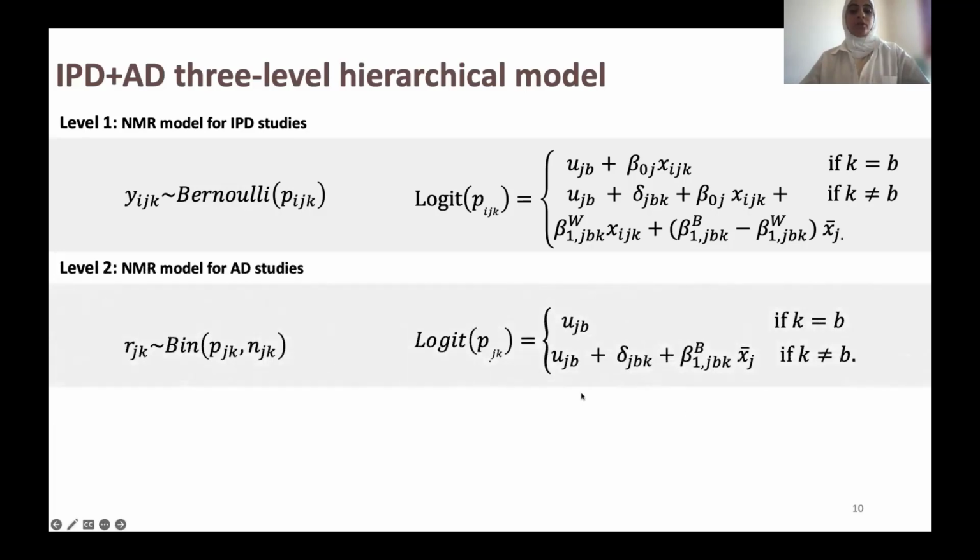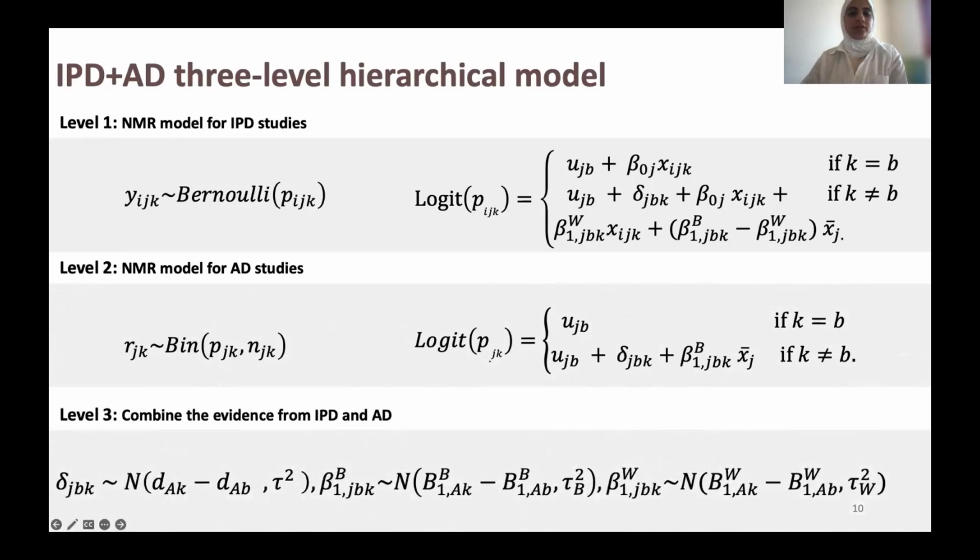And then for studies with aggregate data, we have access only to summary data. So the number of events is assigned a binomial distribution. Then we have the logistic transformation, where we can adjust only for the mean or the median covariate, because we only have access to the summary data. So here we can estimate the between-study coefficient beta B.